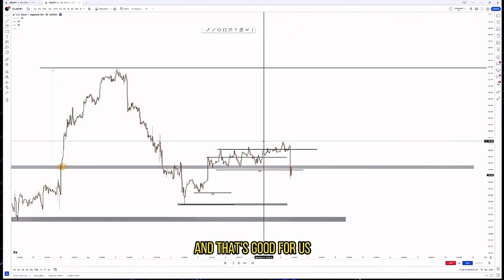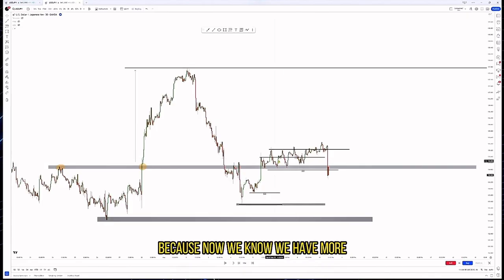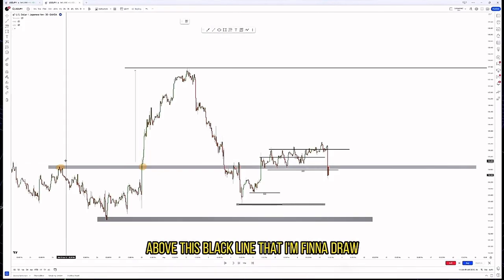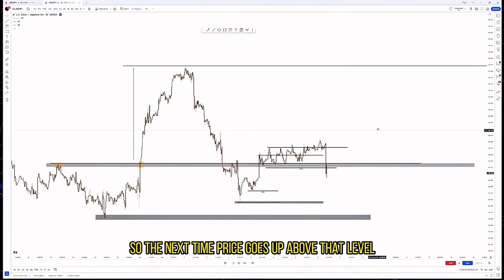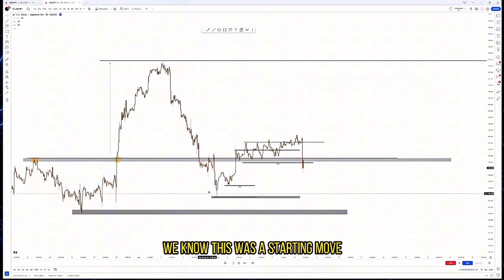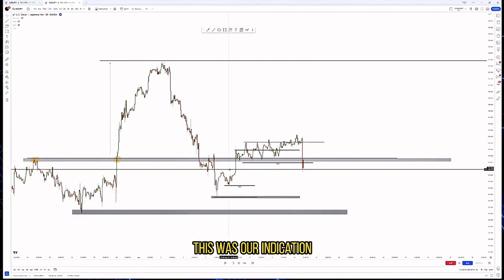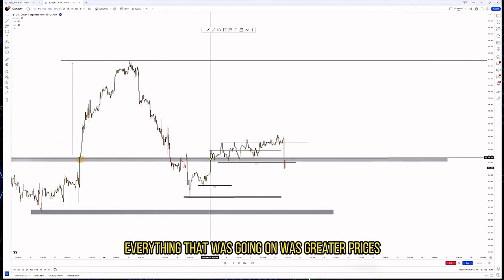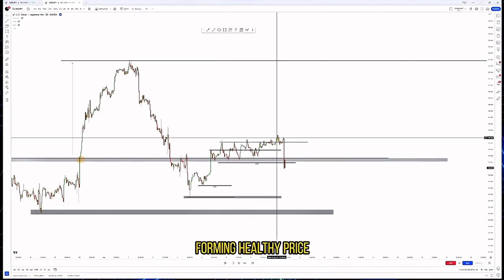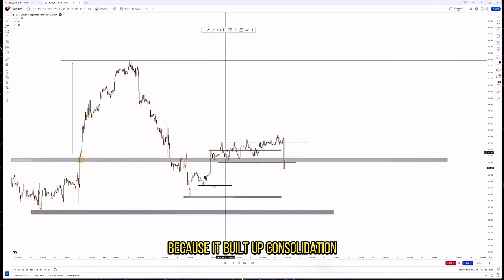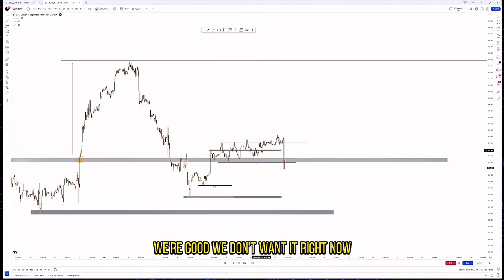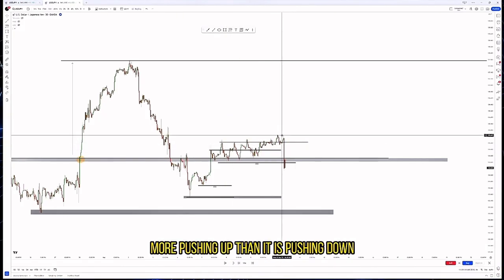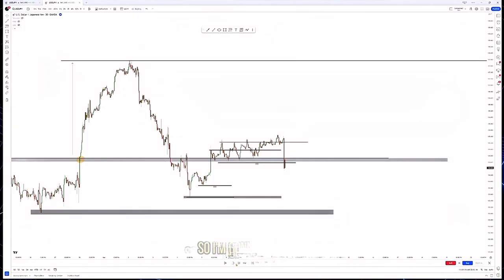It made a new high, and that's good for us because now we know we have more pushes up above this level. We know that above this gray area, above this black line that I'm about to draw, price wants to push up above that level. So the next time price goes up above that level, we know this was a starting move. This was our indication. Everything that was going on was great. Price was making highs, forming healthy. Price taking everybody out because it built up consolidation. We don't trade consolidation. So when we are seeing this, we're good. We don't want it right now, but we do see that it's favoring pushing up more than pushing down. So I'm going to continue.